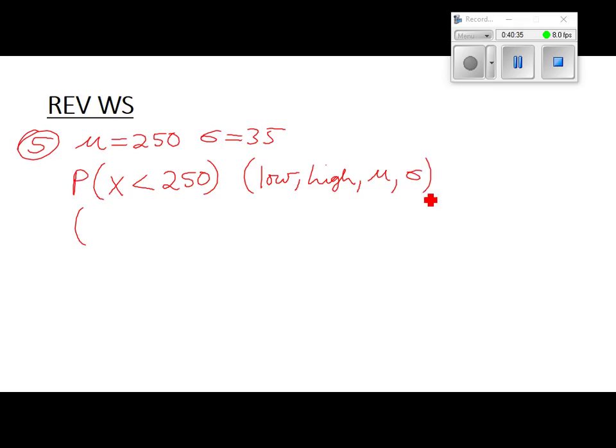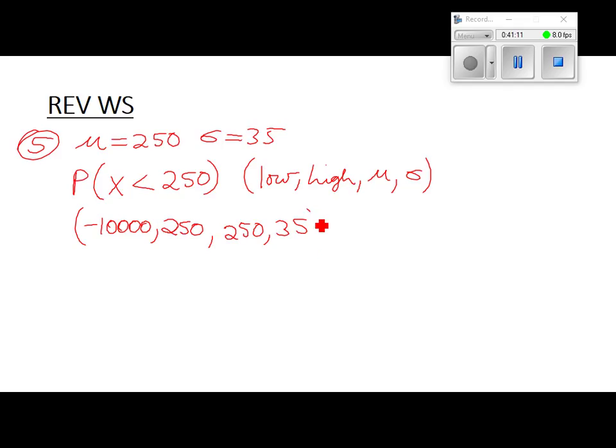Mean, standard deviation. What's our low limit this time? If our x is less than 250. Negative 10,000. What's our high limit? 250. You don't have to change this one because we're stopping right there at 250. It's not a binomial setup. So what do we use? Normal CDF still. What goes next? 250. And then what's last?